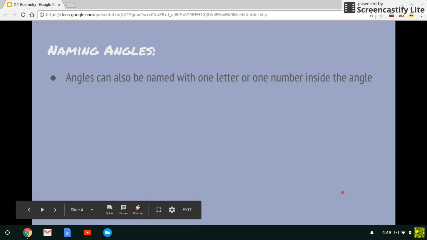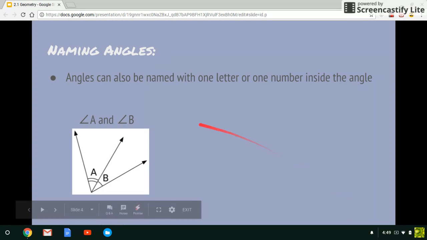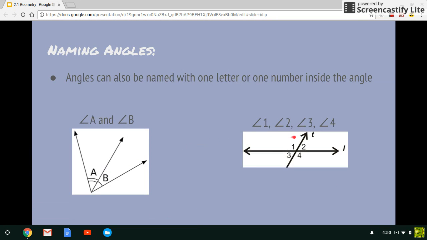Okay, so another way that we can name an angle is with one letter or one number inside the angle. Right over here we've got angle A and angle B. Or in this case we have angle 1, angle 2, angle 3, and angle 4. We'll see this more later on this week, not so much on tonight's homework, but it's something good for us to know.